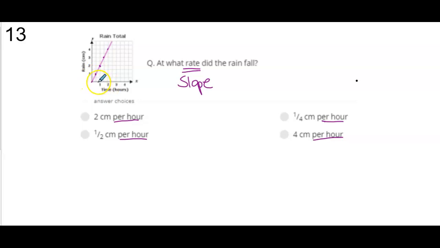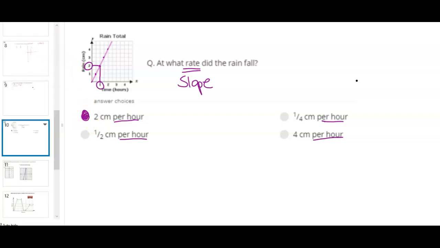So I really want to look down here at 1 hour, and I want to see what's happened at 1 hour. And if I go up, I can see that 2 inches of rain, or 2 centimeters of rain, fell within 1 hour. So the rate here is 2 centimeters per hour. Now you might get confused if you try to rise up 2 and over 1, but even if you do that, that would still be 2 over 1. So no matter what, I think you can see that the rate is 2 centimeters per hour.